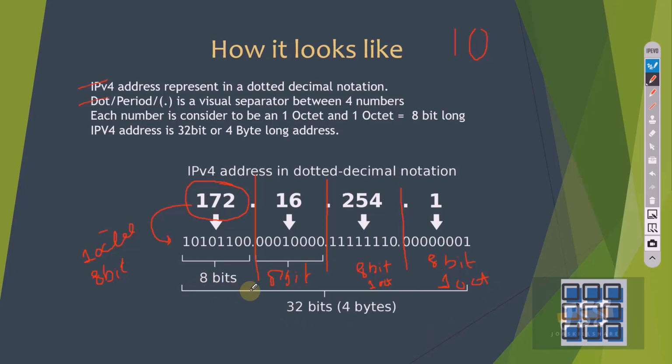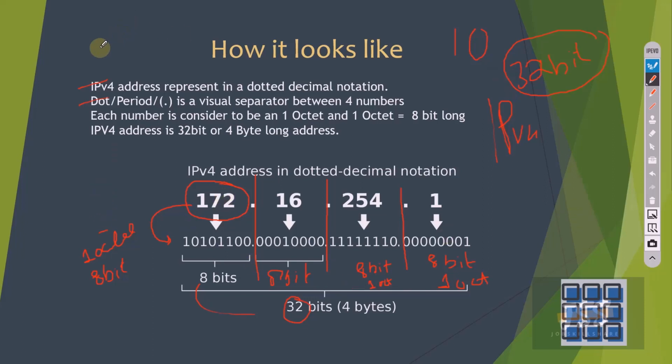If you add all these 8s, it becomes 8 multiplied by 4, which is 32. So that is why IPv4 is also sometimes called a 32-bit address. And this could be a very good interview question as well: how many bits does IPv4 consist of? Okay, so you can answer, IPv4 consists of 32 bits.